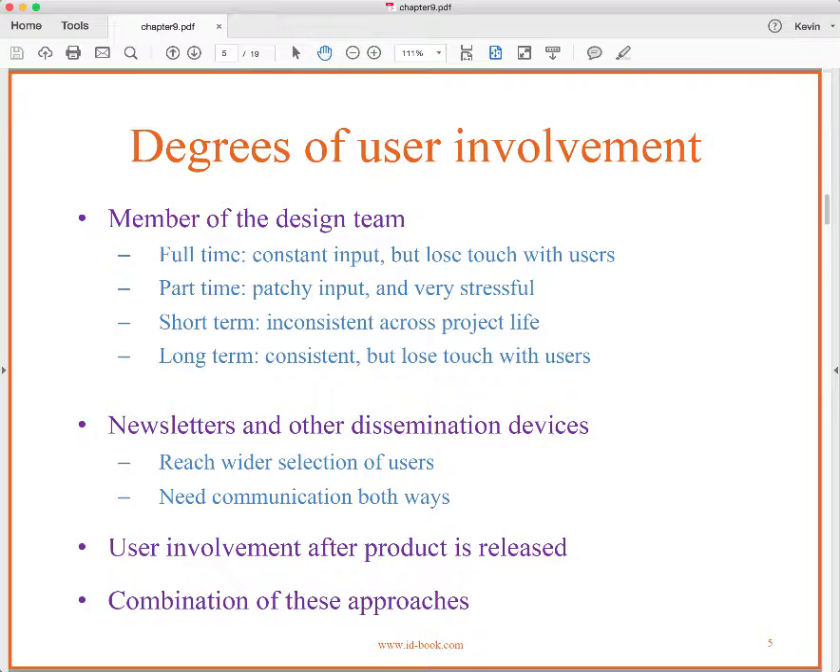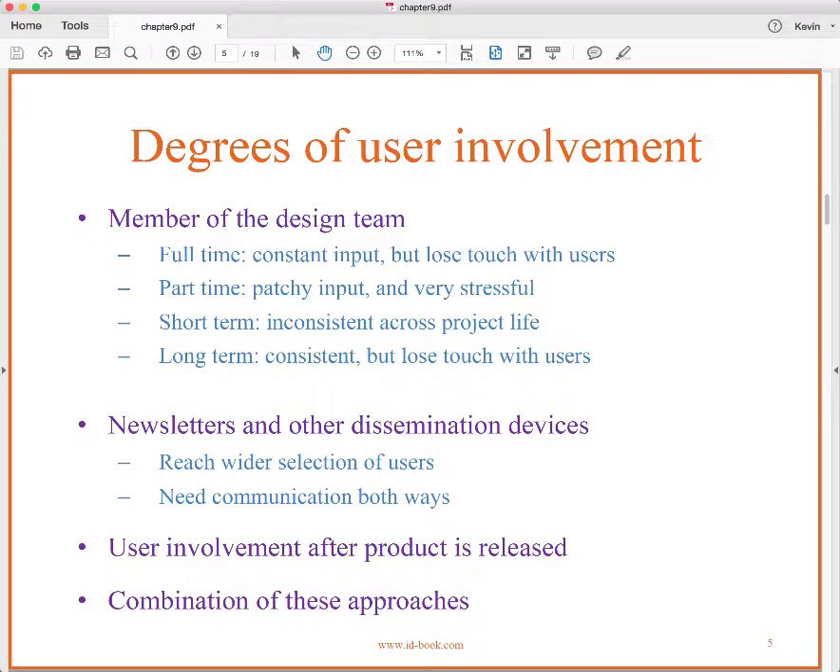So how involved are we going to get the users? Well, common wisdom is that we ought to make them very involved, okay? But the discussion in our text is, I think, a little more sophisticated than that, because as we get users involved, we have to make some decision about how involved they're going to be, and there's no perfect answer to that, okay? For instance, if we have a person or persons allocated to our team full time, we're going to get their constant input, but they're going to lose touch with other users.